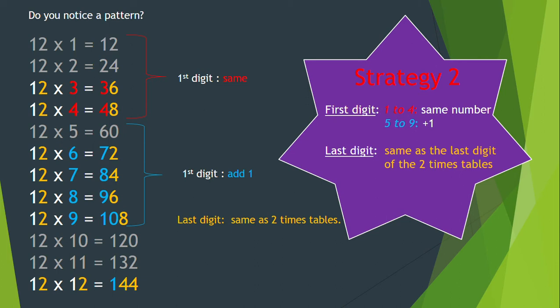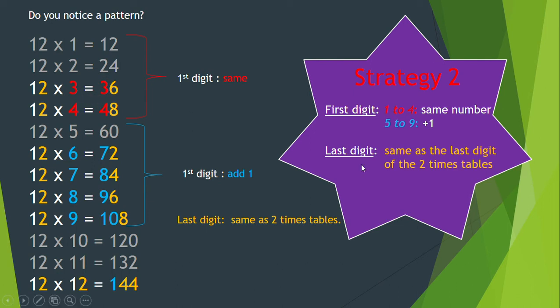Some students like to use this second strategy because they like to work with patterns. Do you see a pattern in the 12 times tables? Well, the first 4 start with the same number. So 12 times 1 starts with a 1. 12 times 2 starts with a 2. 12 times 3 starts with a 3. And 12 times 4 starts with a 4.